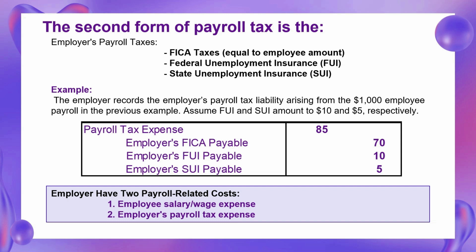The fact of the matter is that employers theoretically are incurring a legitimate cost here. We're going to be crediting cash, and we'll go over the journal entry here in just a moment, and debiting a payroll tax expense for the amount of these taxes.